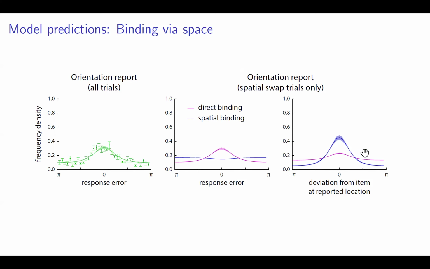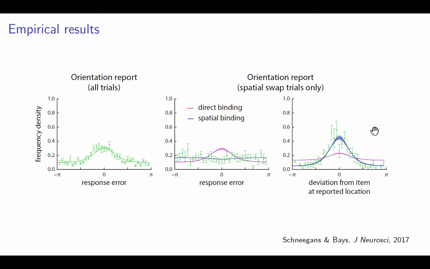And the peak is even steeper here because in the orientation responses over all trials, you still have all the location errors in there. In this one, you have already picked the location that you have selected, that you have used as a cue. And so your orientation response should be more concentrated on this wrong item. And that is exactly what we found in this task. So the dots here are the actual behavioral results, and they closely match the predictions of the spatial binding model and not of the direct binding model.